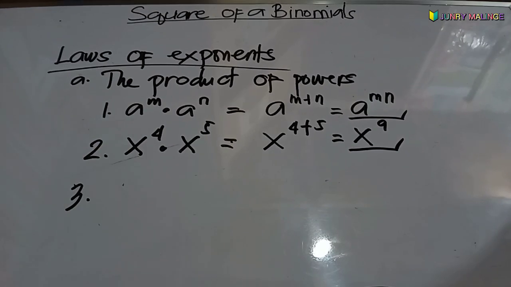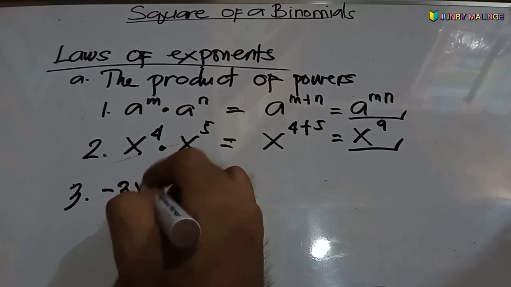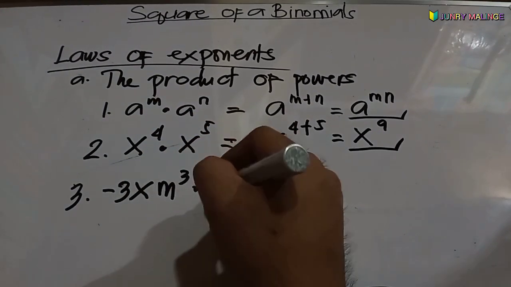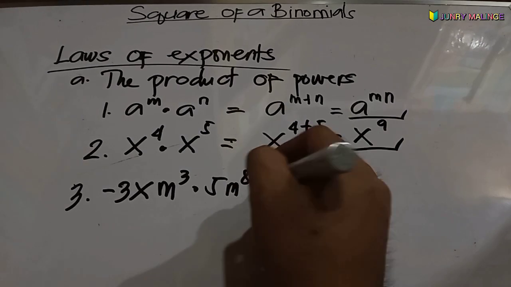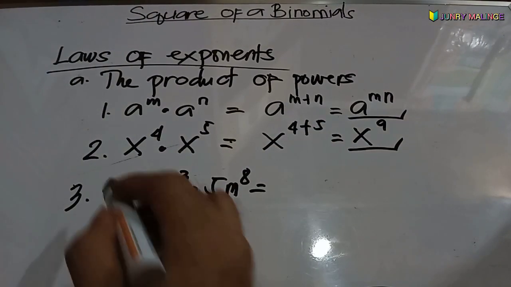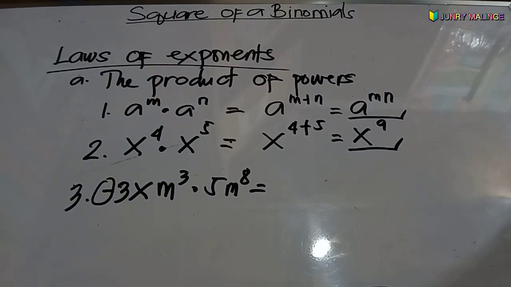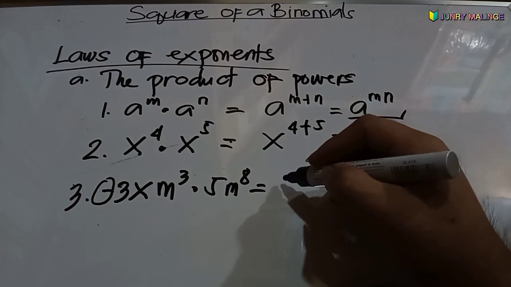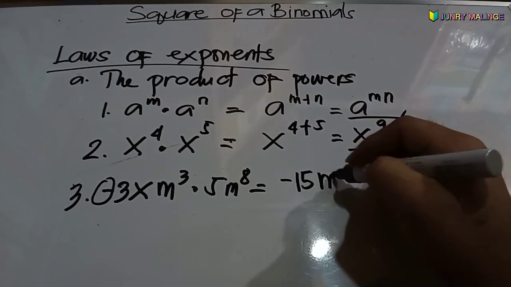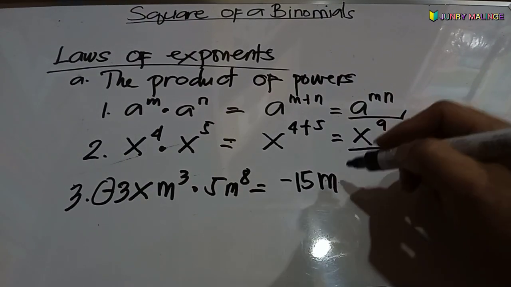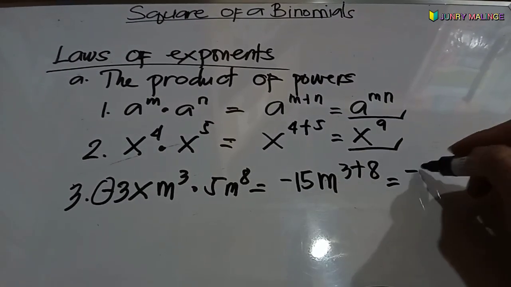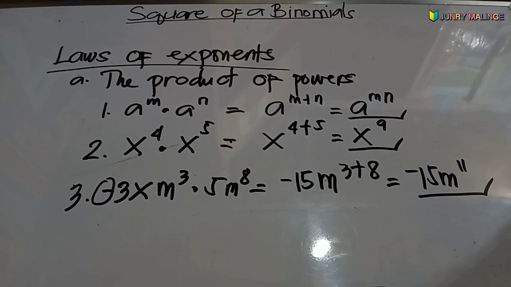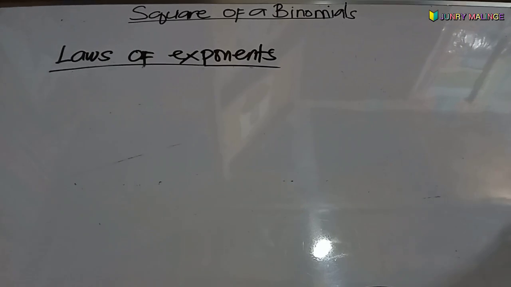Example number 3. How about kapag mayroon tayong negative sa problem? So, negative 3m raised to 3 times 5m raised to 8. Paano natin ito i-solve kung mayroon tayong negative sign dyan? So, we're going to multiply lang. Negative times positive. Negative 3 times positive 5, that is negative 15m. And we're going to add our exponents. 3 plus 8, that is 11. So, negative 15m raised to 11. Nakuha.